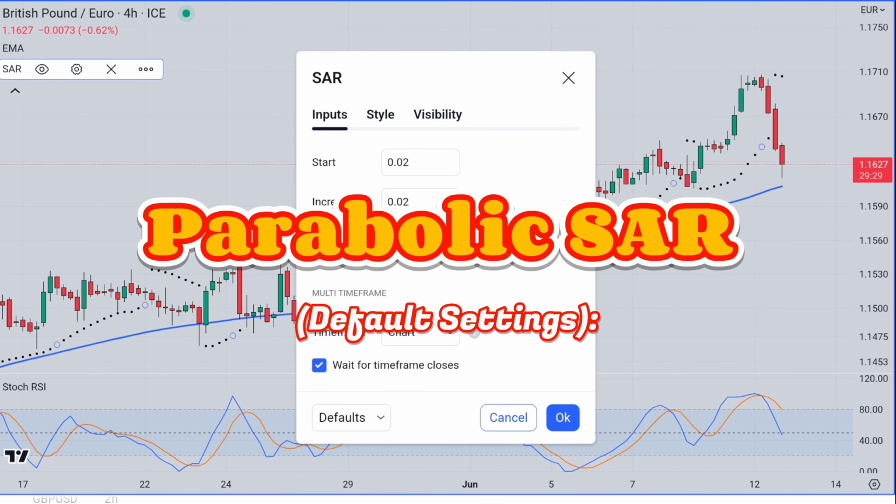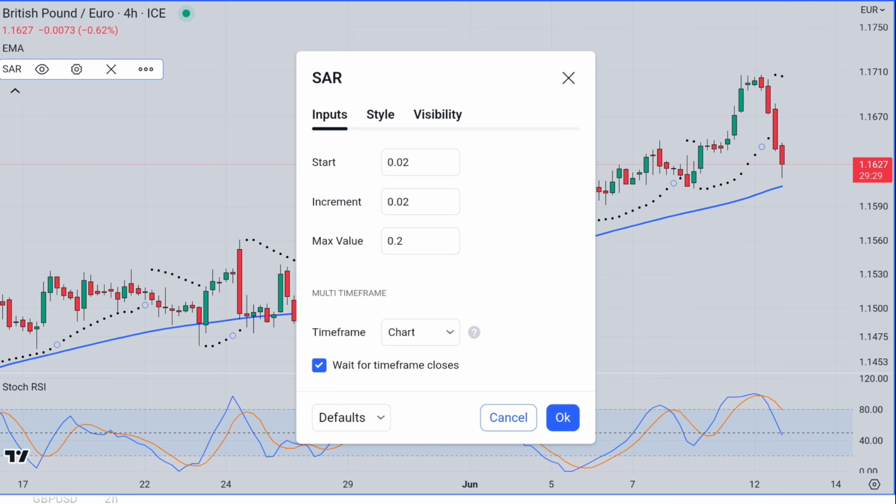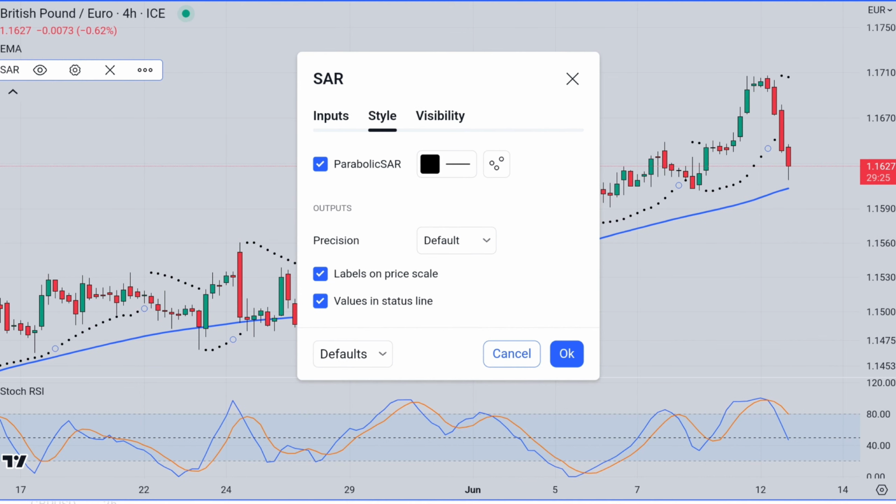Parabolic SAR is an indicator used to determine reversal points in a trend. It works in conjunction with a line indicating the direction of the trend and appears as dots on the price chart. SAR stands for stop and reverse, and it forms the foundation of our strategy.